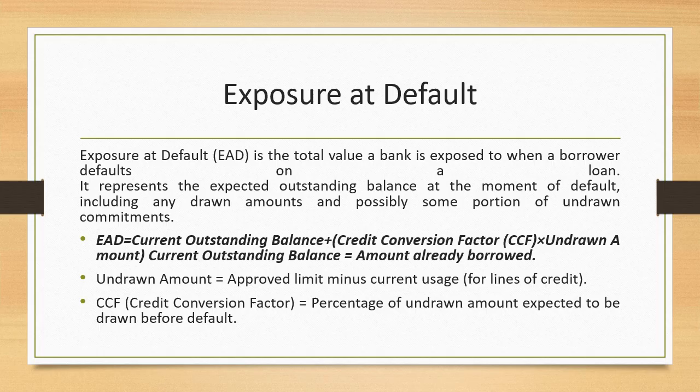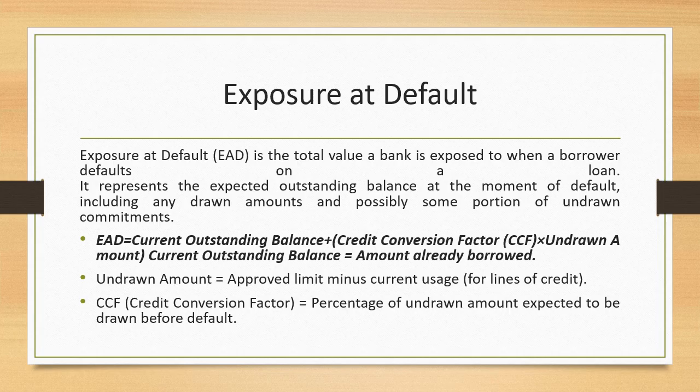your loan exposure decreases as you keep on paying. Please understand this. You took a home loan, or a mortgage as some people call it, for 1 million, which is 10 lakhs, and you keep on paying that mortgage. As you pay, the principal amount outstanding reduces, because of which exposure at default also reduces. So it represents the expected outstanding balance at the moment of default.